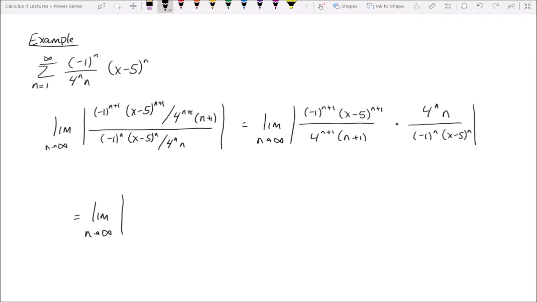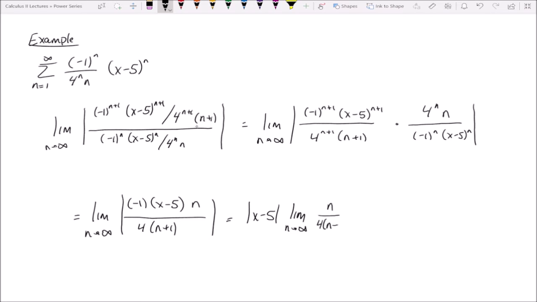We'll have negative 1 times x minus 5 times n all over 4 times n plus 1. We can factor out an absolute value of x minus 5. Right, then what we're left with is the limit of n over 4 times n plus 1. So we get a quarter times the absolute value of x minus 5.